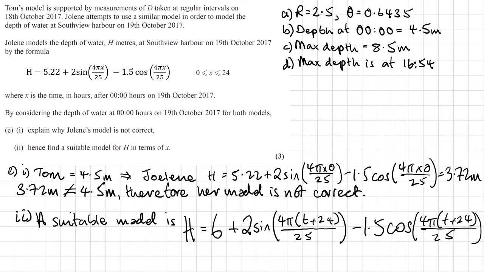And I guess since we're looking at correcting Jolene's model and she's using X, then I guess we should really use X's here. But essentially it does the same thing. It's that time after midnight, isn't it? But this is the bit that made her model incorrect, using 5.22 rather than 6.